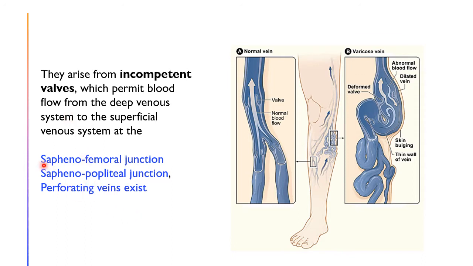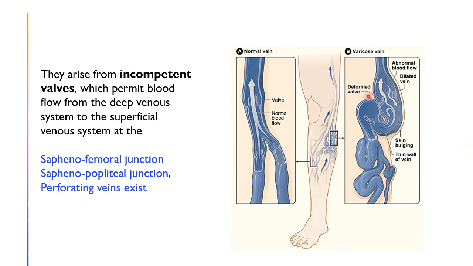And as I mentioned just now in the diagram, these are the three important communication centers that must be addressed: saphenofemoral junction, saphenopopliteal junction, and perforating veins that communicate between the superficial and deep system. These are the three communicating systems between the superficial and deep system that must be addressed or looked for in varicose veins.